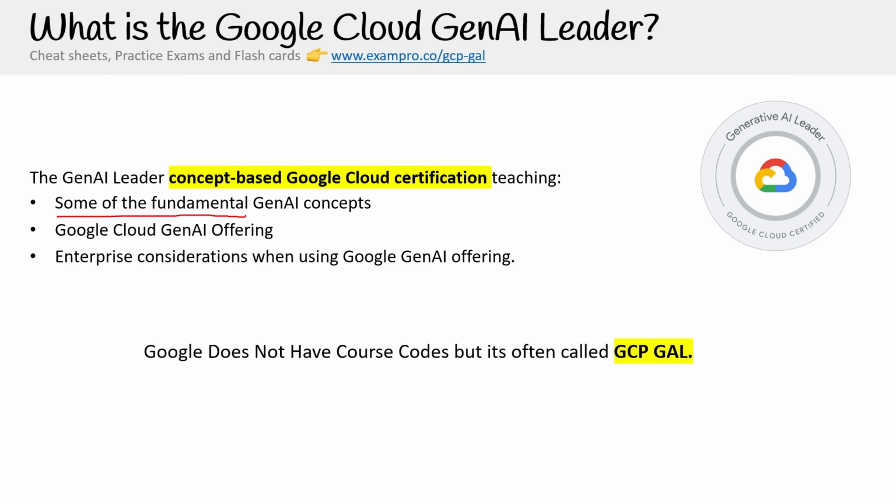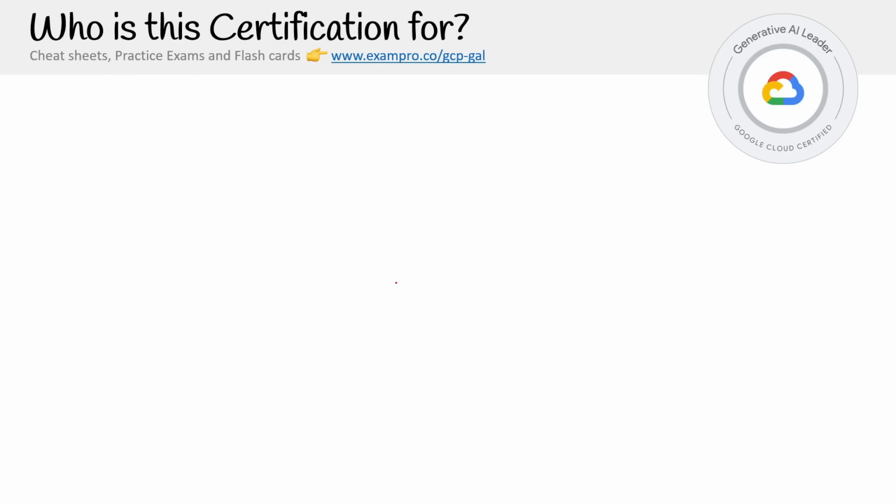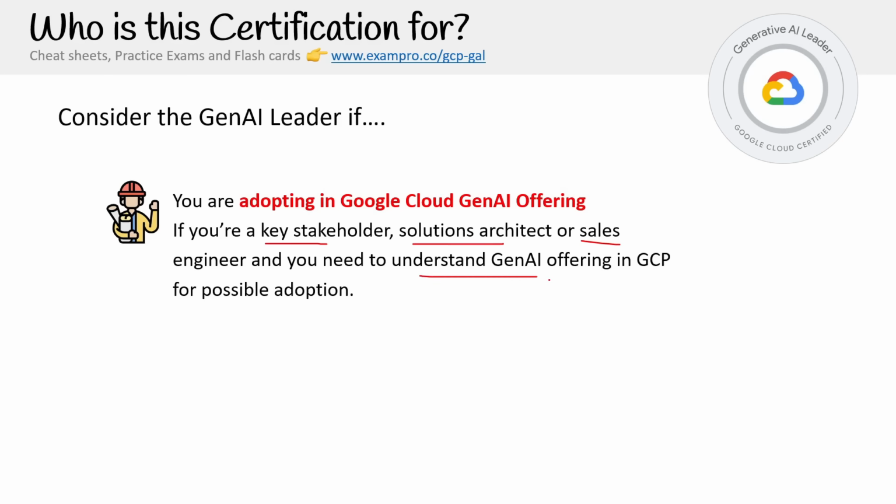Google doesn't use course codes, so we call this the GCP GAL, based on the G, the A, and the L. So I'm calling it the GCP GAL as we go through here. This is a very easy certification. In fact, it is the shortest and easiest Google Cloud certification. So if you're looking for an easy win, you don't mind paying the 99 USD, and you want to show that you have those skills, this is an easy one for you, folks. I would consider taking this if you are adopting Google Cloud's Gen AI offering, if you're a key stakeholder, a solution architect, or a sales engineer, and you need to understand the Gen AI offering.